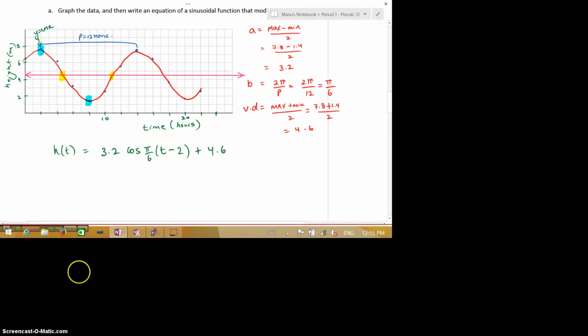I could also write that as negative cosine, which would be negative 3.2 cosine of pi over 6 t minus 8 plus 4.6. You also have to notice what the data is representing. It's representing time after midnight, the number of hours after midnight.